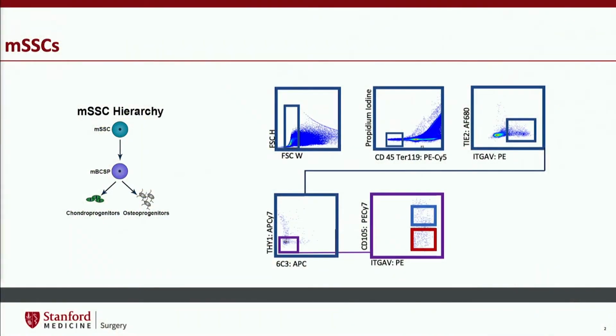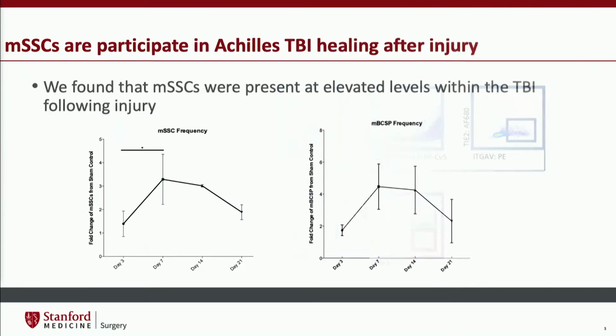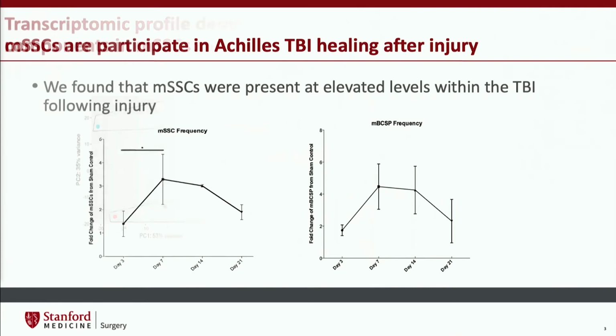Thankfully, Sid and Lauren have already spoken today to talk to you about the MSSC hierarchy. The MSSC differentiates into BCSPs, which then in turn become cartilage, bone, and stroma. We isolate the MSSC through FACS sorting, flow cytometry, as demonstrated in the figure next to it. I've previously shown during Holman Day that MSSCs are in elevated levels within the TBI following injury, suggesting that the MSSC plays a role not just in bone formation, morphogenesis and remodeling, but maybe as well in tendon to bone healing.